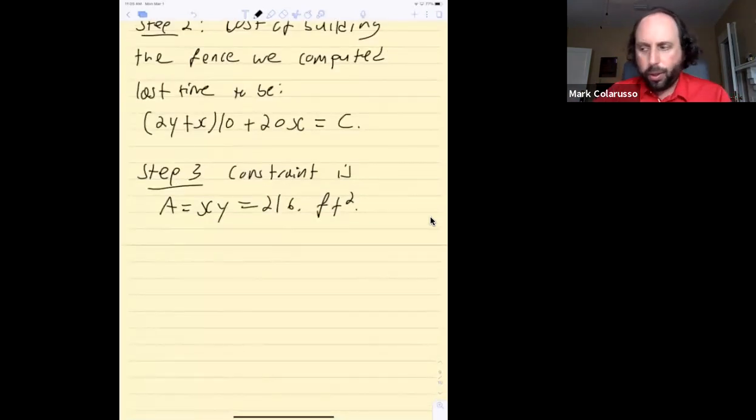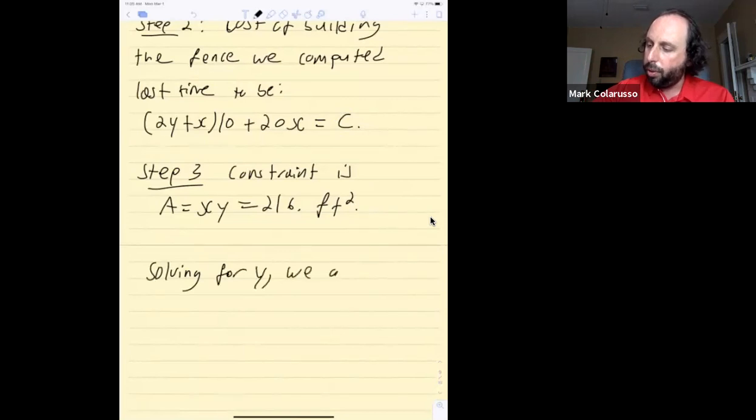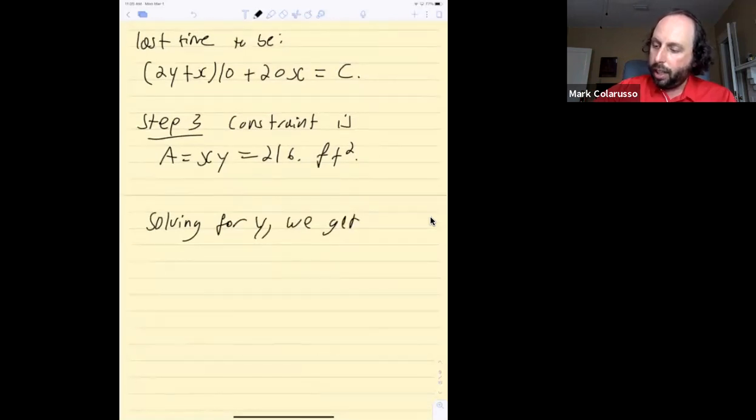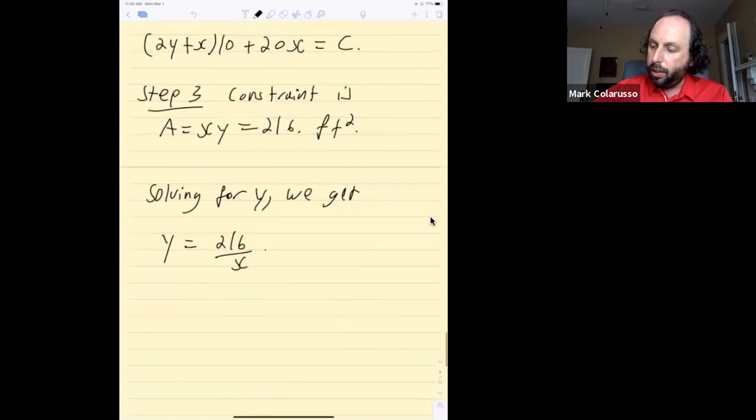Okay, so now you can solve for x or y. I would probably solve for y because it only appears once in the equation for the cost, where the x appears twice. So you only have to replace the y once. So solving for y, we get that y is equal to 216 over x. And we then substitute this into the equation for the cost.